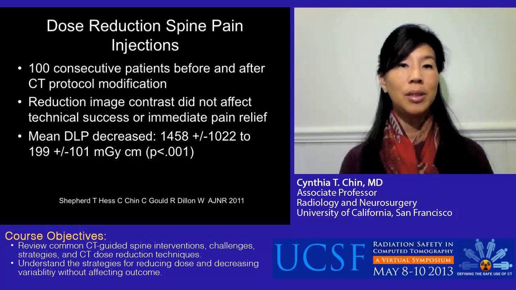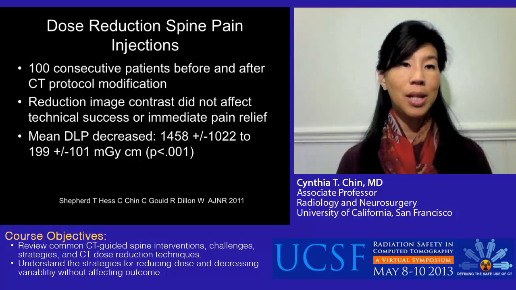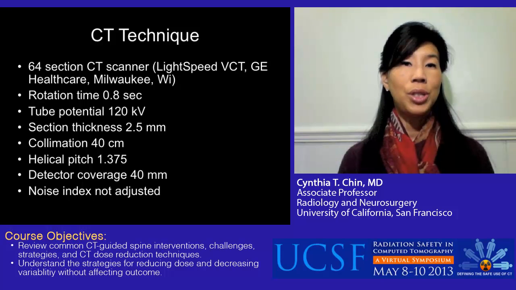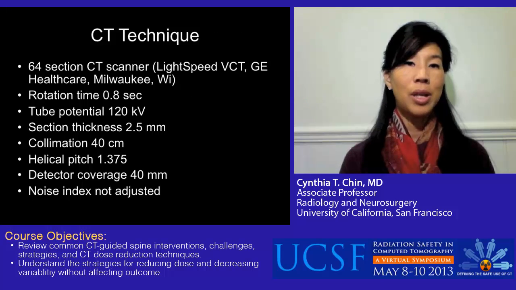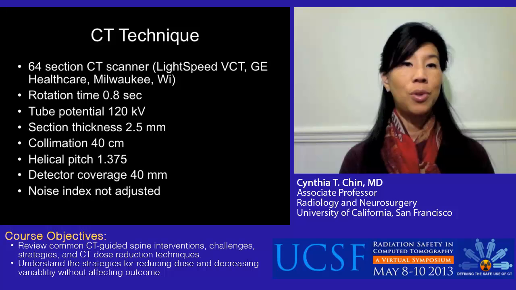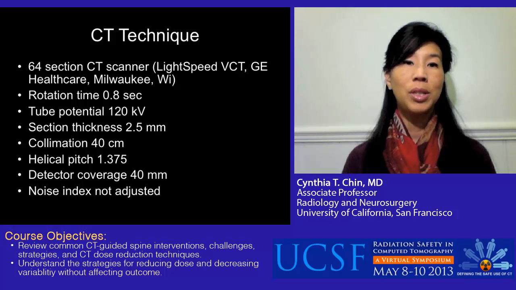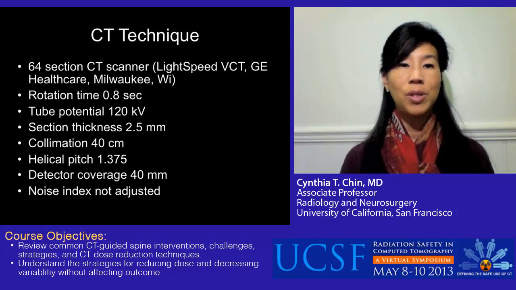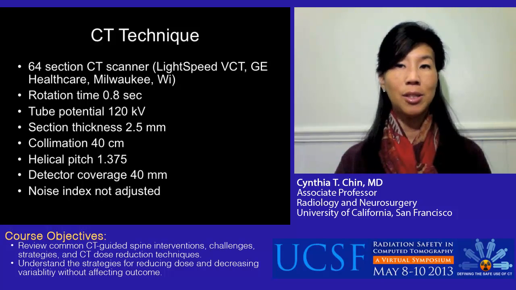The CT technique that we used is seen in this next slide. On our GE Lightspeed 64 slice CT scanner, we used a rotation time of 0.8 seconds, a tube potential of 120 kV, slice thickness of 2.5 millimeters, a collimation of 40 centimeters, a pitch of 1.375, a detector coverage of 40 millimeters, and the noise index was not adjusted.